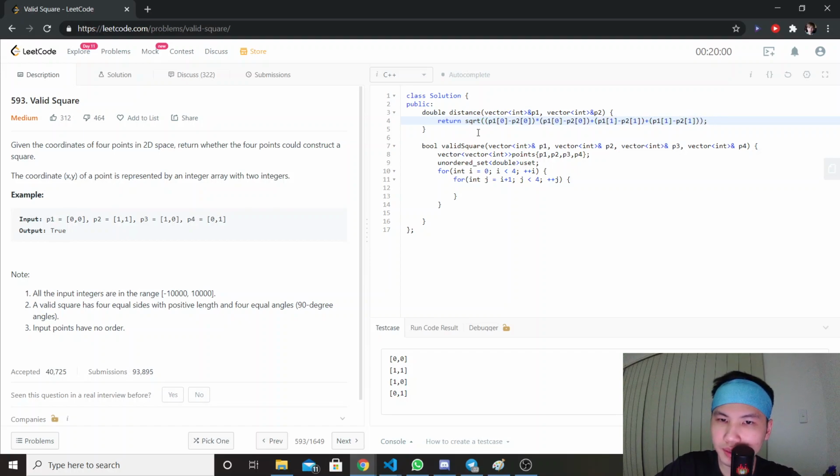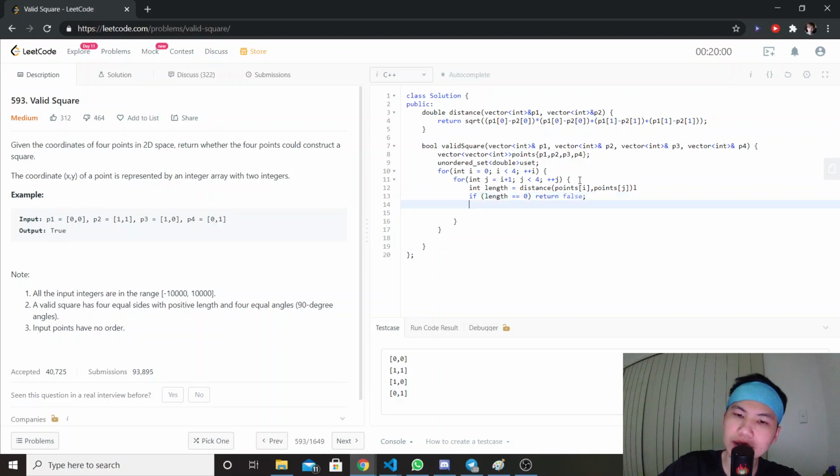Okay, so this is the distance formula. And okay, so int length equals to, we want to pass in the points i and j. So after passing a point, we want to check if the length is 0, if length equals 0, we want to return false, because if the length is 0 at any side, it's not going to be a square.